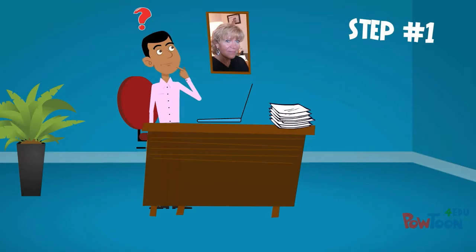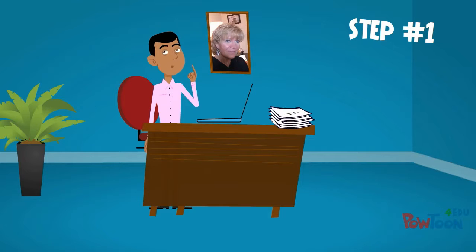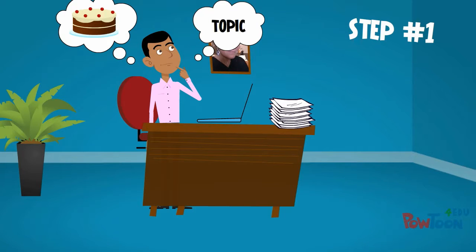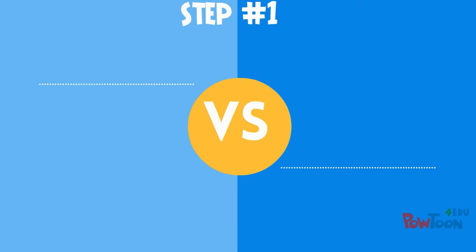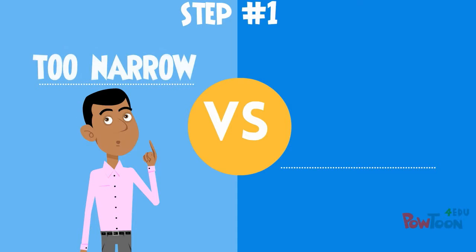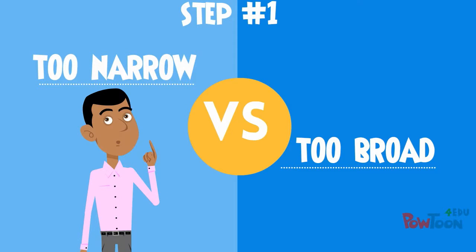For the first step, just like with a baking recipe, you have to know what you are making. In the kitchen, that means picking a recipe. In research, it means picking a research topic. Picking a research topic should take some effort. You want to pick a topic that isn't too narrow or too broad.